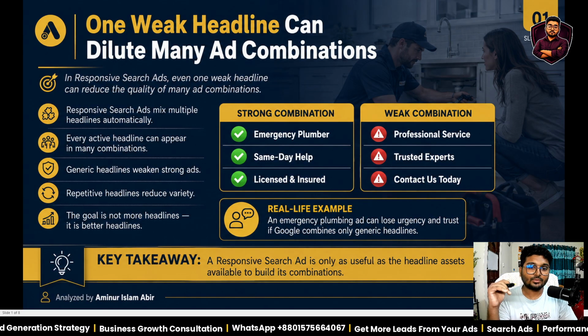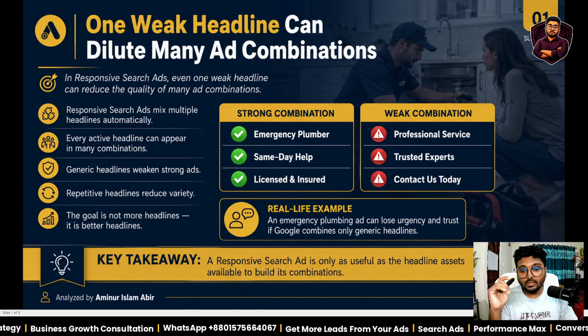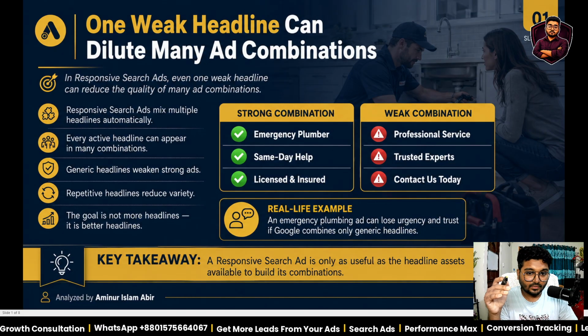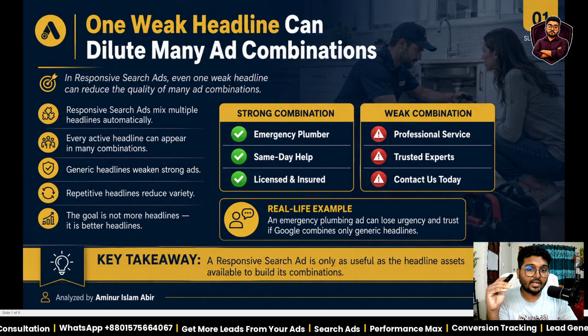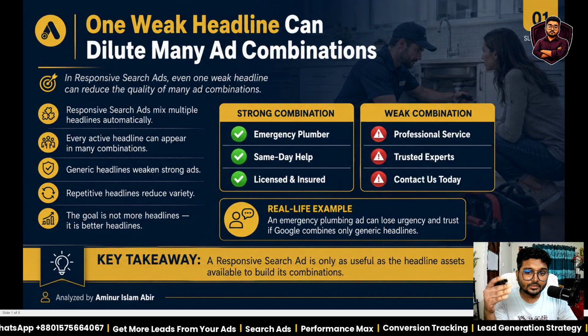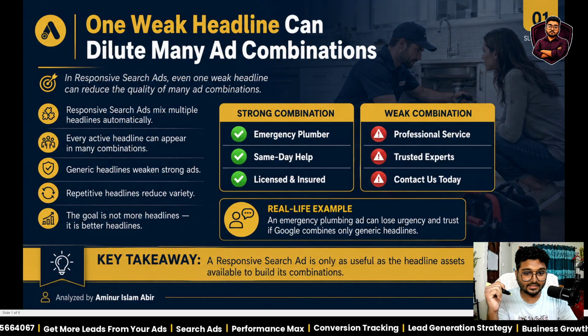So this is my slide 1. Here I describe how one weak headline can reduce many ad combinations. Responsive search ads combine different headlines and descriptions. Every active headline becomes part of the available message group. This means a weak headline may appear beside two strong headlines and reduce the quality of the full message.